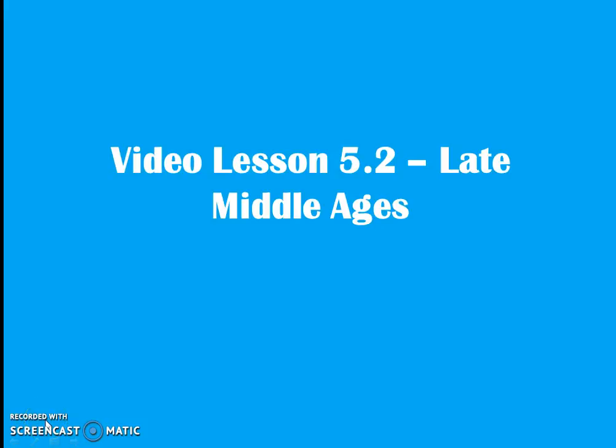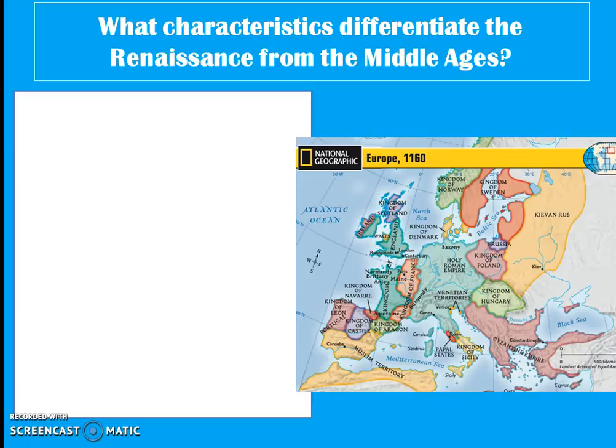Video lesson 5.2, the late Middle Ages. So this will give you some background on the political and social context that led to the Renaissance, and we're going to show you some maps as well to really get into the meat of why this social and intellectual movement began primarily in Italy.